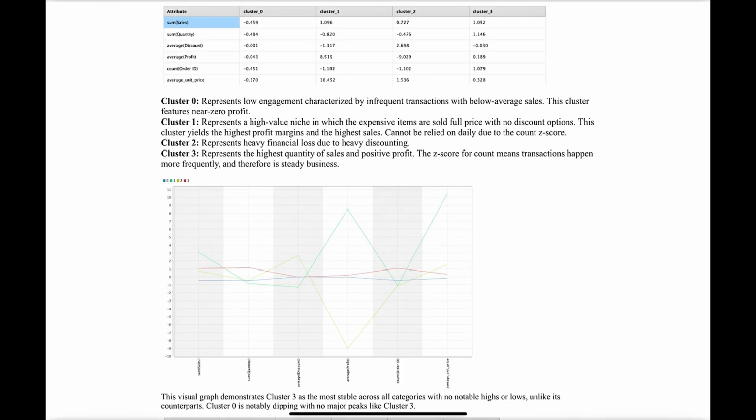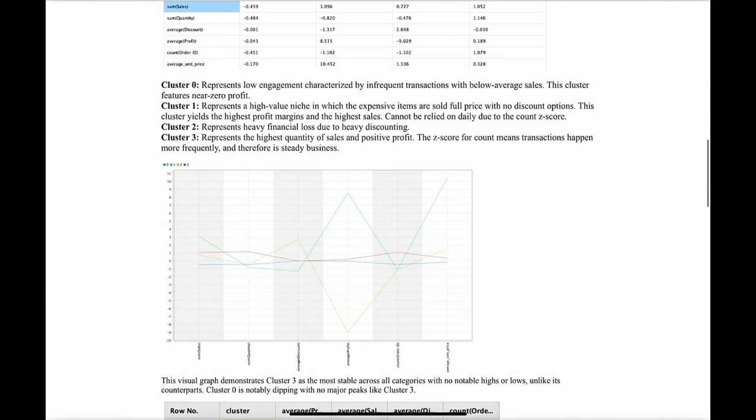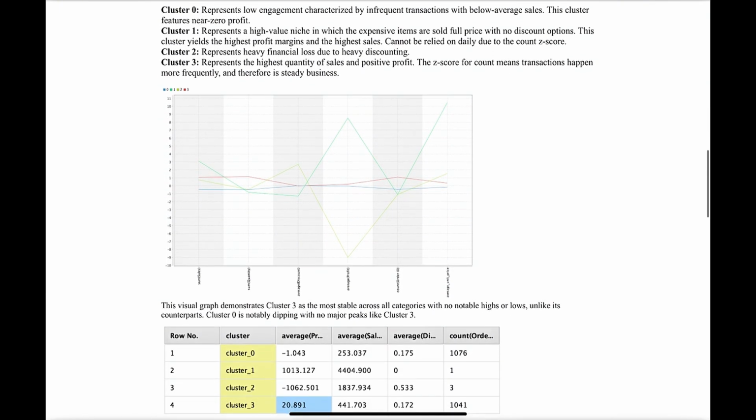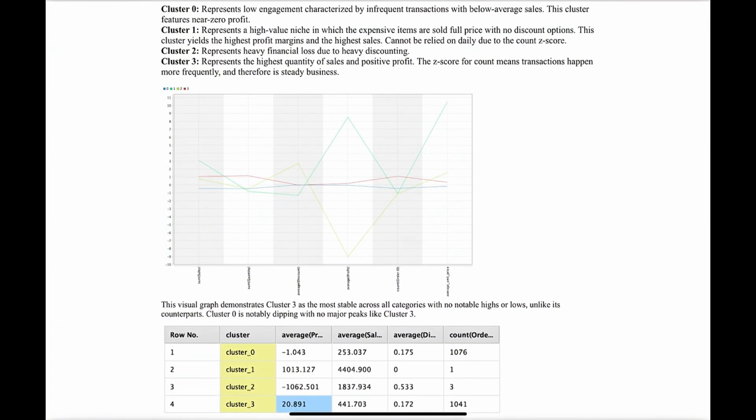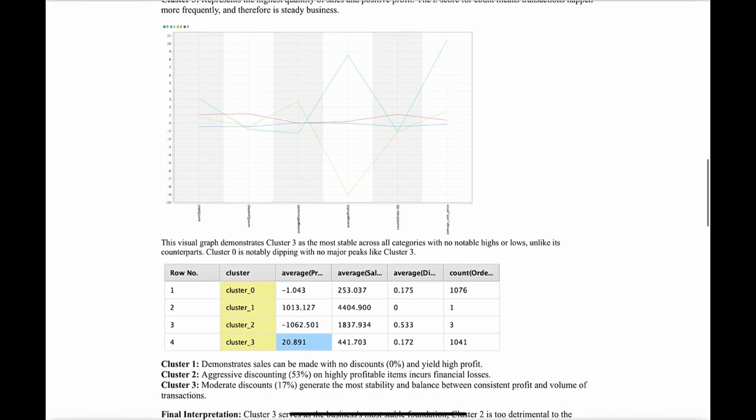Cluster 3 is in red, and it is the most stable amongst all the categories with no highs and lows, while cluster 1 peaks at profit and cluster 2 dips at profit. These extreme highs and lows are not good for business and can put the company at risk. Cluster 2 will definitely put it at risk, and cluster 1 is great, but cluster 1 is not reliable. So these are not good factors to consider when it comes to discounting.